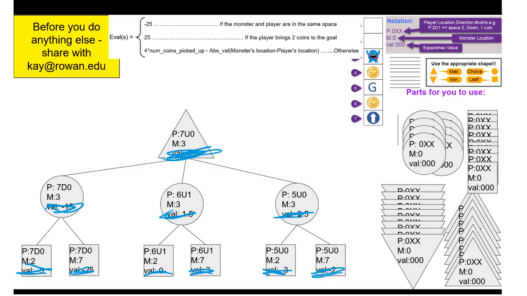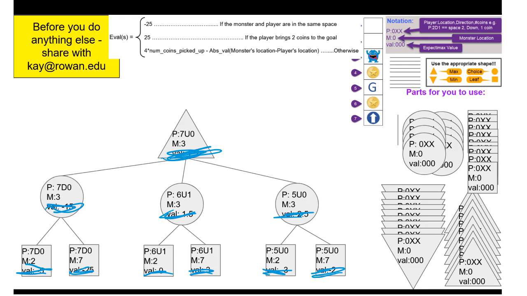Where can the player move? Well, the player can flip upside down. That corresponds to the 7D0. The player can move up by 1 space, which also picks up a coin. So that's space 6 facing upwards with 1 coin. Or you could do that jump and end up in space 5 facing upwards, but with no coins. And now it's time for the monster to move.